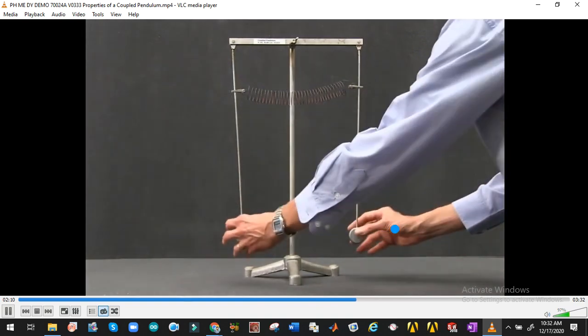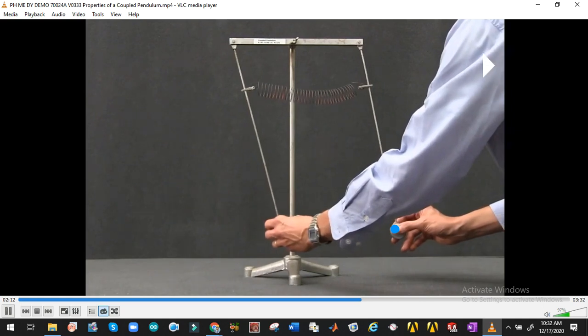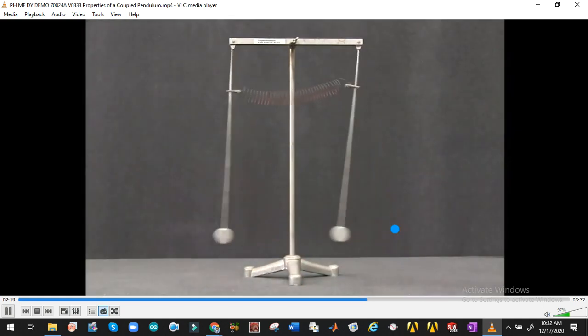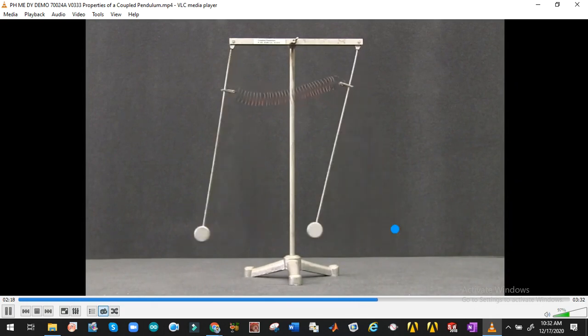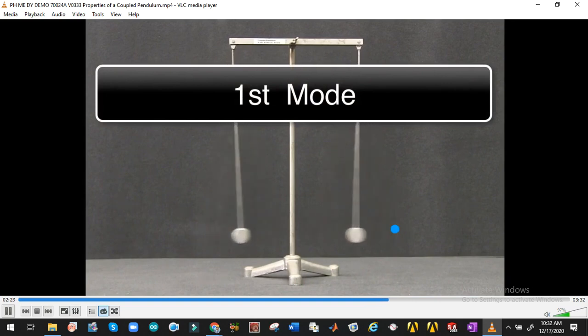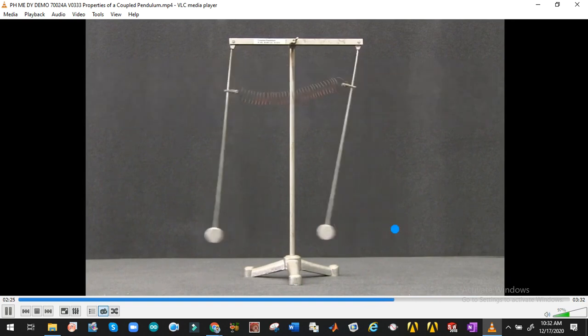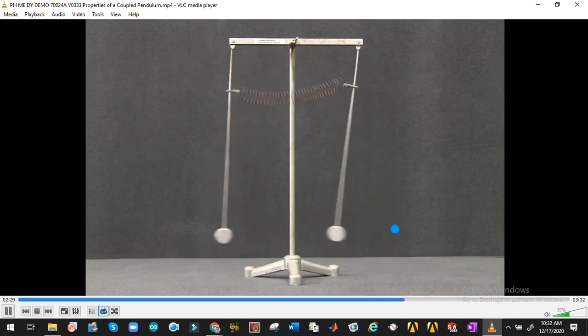The first one is this one here, where now he is displacing both pendulums by the same displacement in the same direction. Now let's observe the possible types of modes. They swing exactly the same time in the same way. So this is your first mode, where both pendulums always stay in sync, moving in the same direction. Neither of them ever stops.